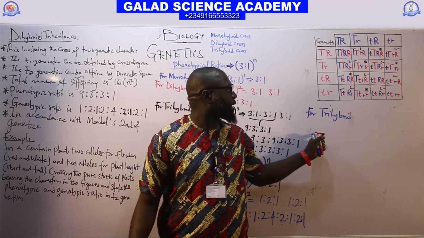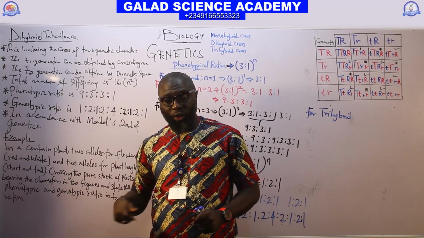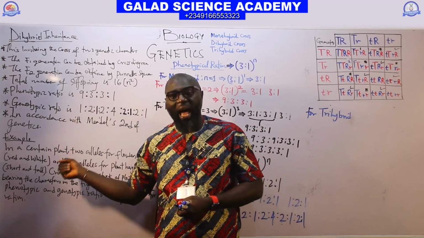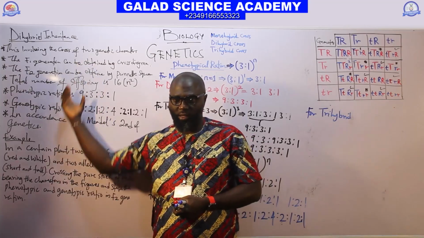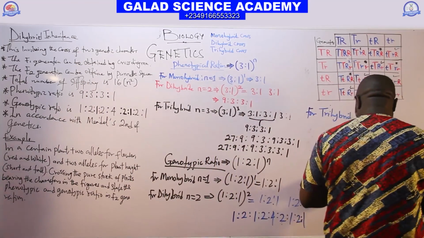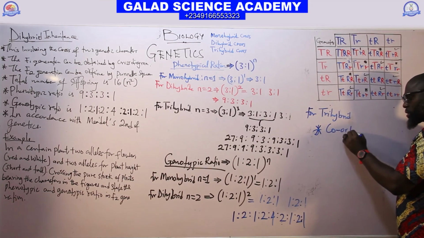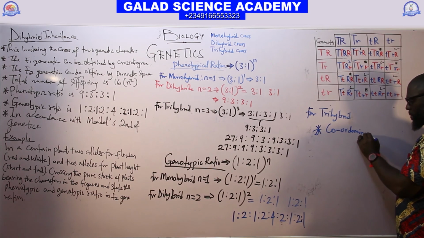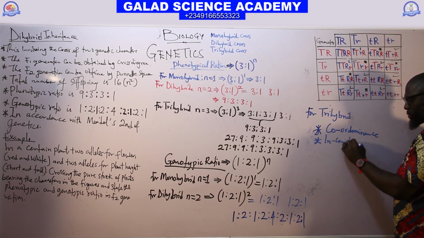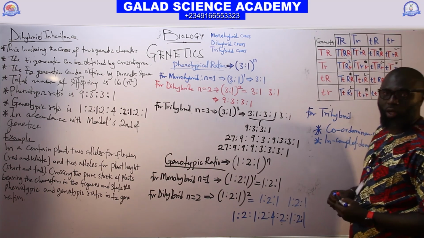So the next aspect of genetics is that we have some conditions that disobey or deviate out of Mendel's law, both the first law and the second law. What are the conditions that deviate from Mendel's law? We have what we call codominance. We have incomplete dominance, and so on and so forth.